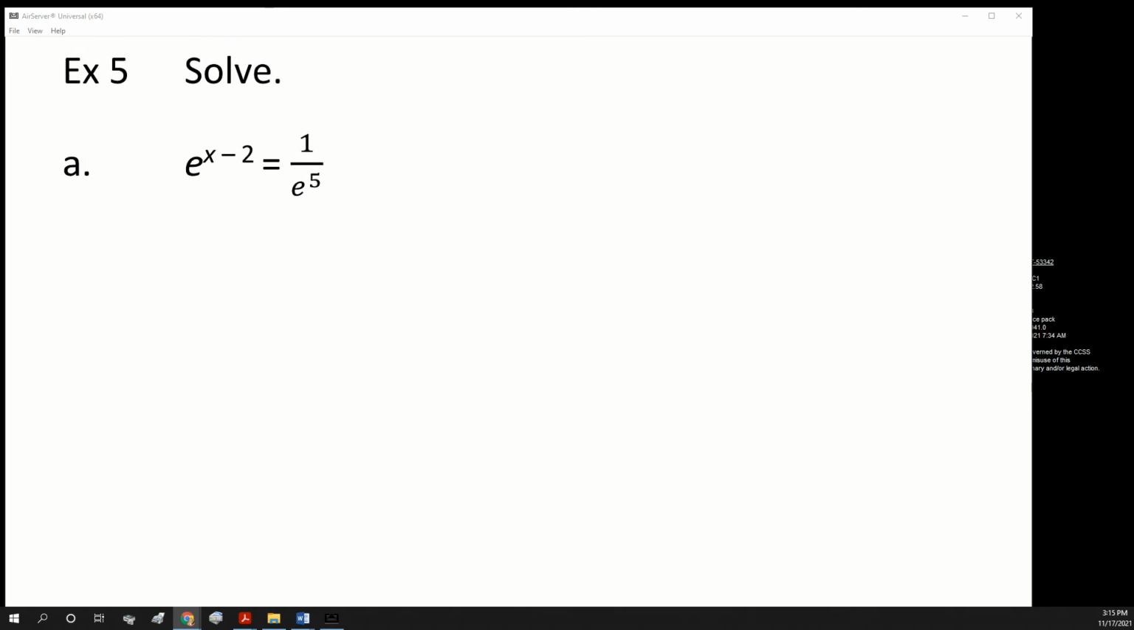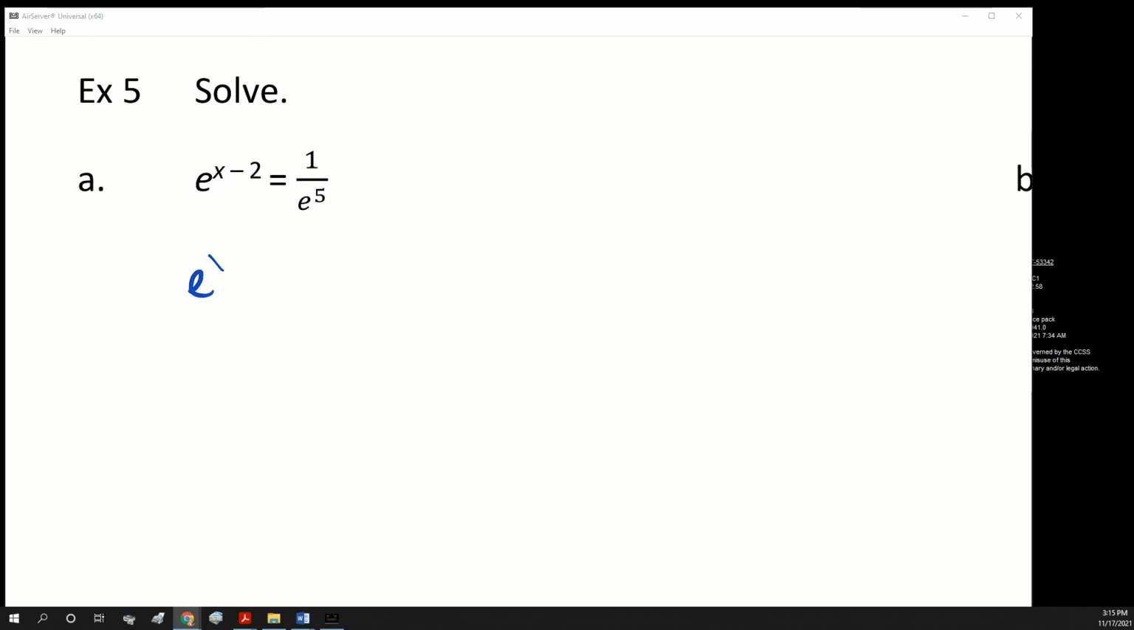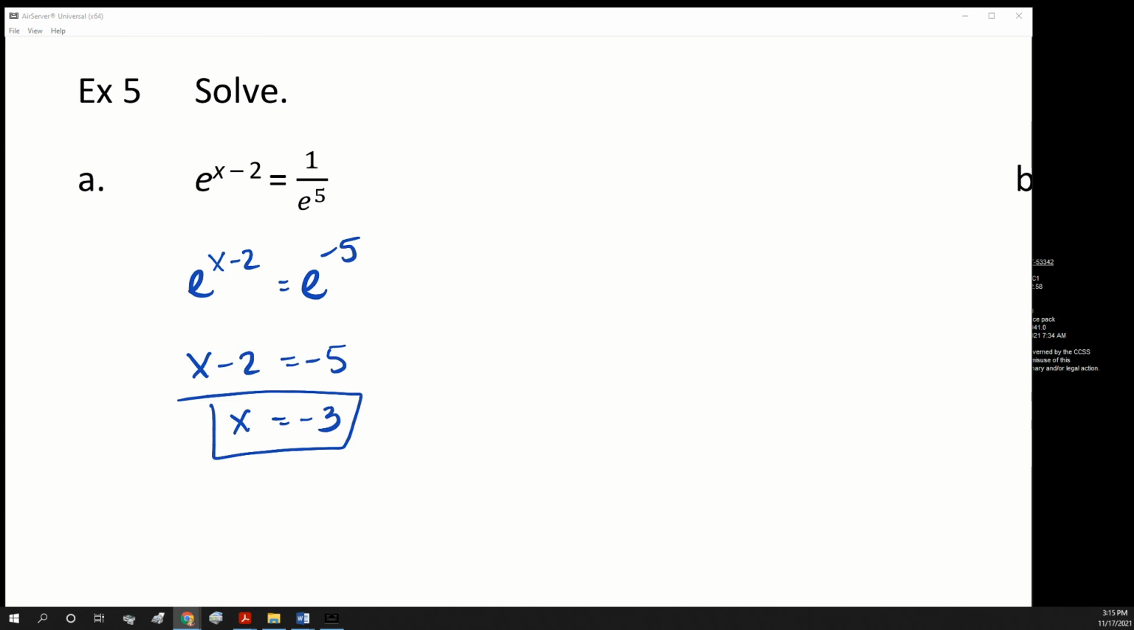So we can rewrite the right side of this equation as e to the negative fifth. So 1 over e to the fifth is the same as e to the negative fifth. And then if these are the same base and these two sides equal each other, the only way for that to happen is if the exponents equal each other. All right. So we would solve that, and x is going to be negative 3.